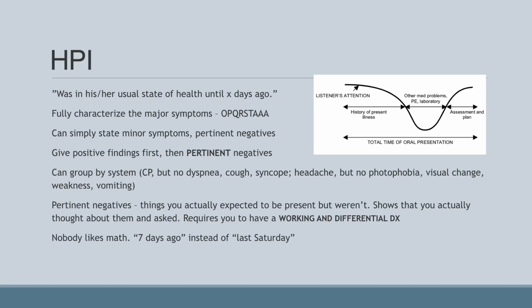I find that this is kind of a point of confusion among a lot of students. Now, pertinent negatives are things that you actually expected to be present in your patient, but weren't. You expected them because you had a differential in mind, and certain things on your differential would be consistent with certain findings. But you asked about them and they weren't there, so they become pertinent negatives. This requires you to actually have thought about your differential, and it shows your listener that you actually thought about these questions and asked them.